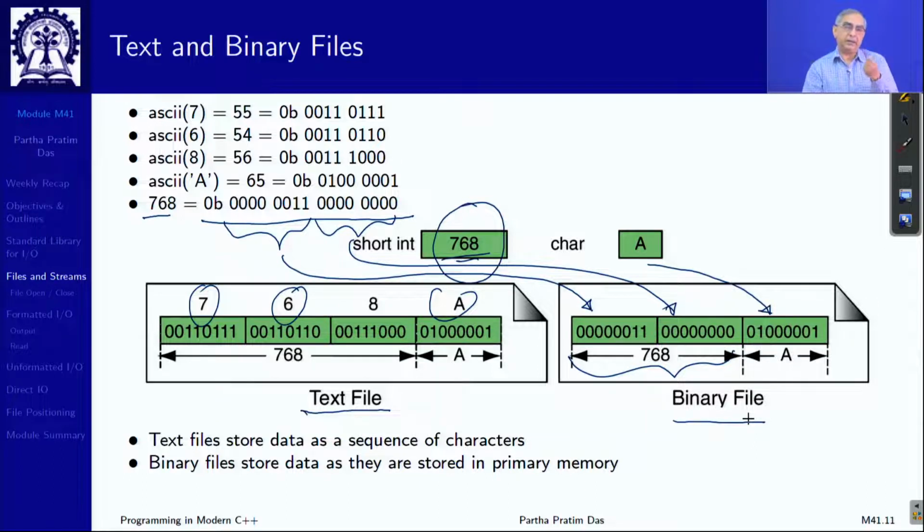Examples are like any program source we are writing is a text file naturally, but an image that we click, image that we display is a binary file, because it does not have characters, it has the bit patterns of different intensity values. Similarly, just to be clear, suppose you have a doc or docx file, the Word file.